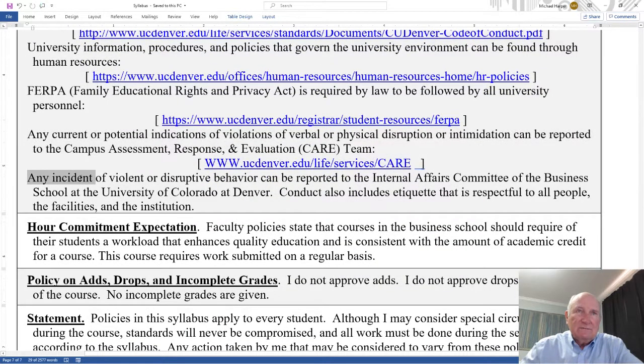Any incident of violent or disruptive behavior can be reported to the Internal Affairs Committee of the Business School as well at UCD. Conduct also includes etiquette that is respectful to all people, facilities, and the institution, in person and online. So be very careful how you use information and how you use online communications.